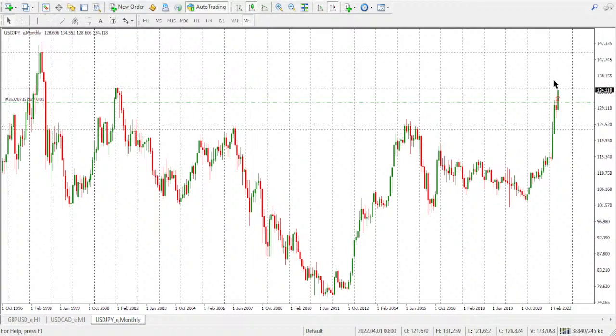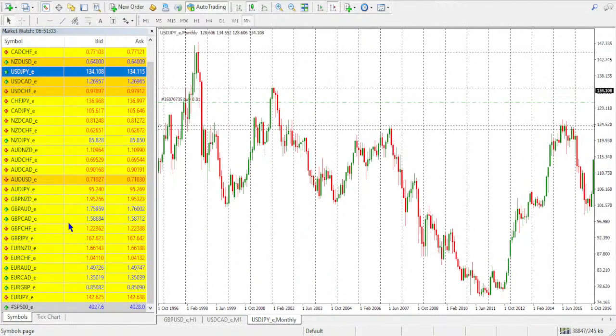So if the price bounces off from this point, we'll be looking for a sell position back to this level here. But if the price breaks above it, then we expect that the price needs to continue to the upper side, at least up to this point here.